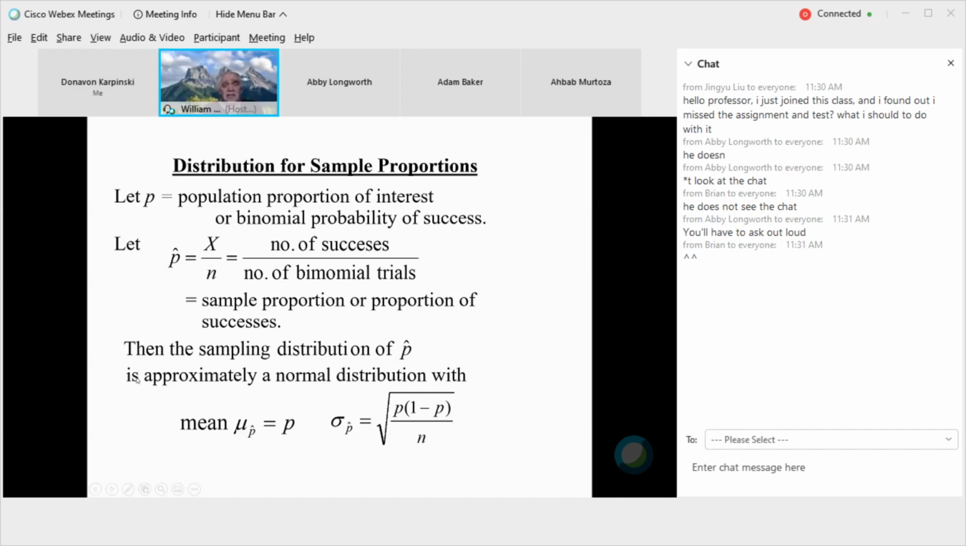This statistic has a normal distribution with mean equal to P. That means that P hat, the sample proportion, will be varying about P, and sigma P hat tells you how it's varying about P. Sigma P hat is the square root of P times (1 minus P) over n. So again, notice that n is in the denominator, and if you take n bigger and bigger, you make sigma P hat smaller, and the distribution of P hat will be more concentrated around the value P.